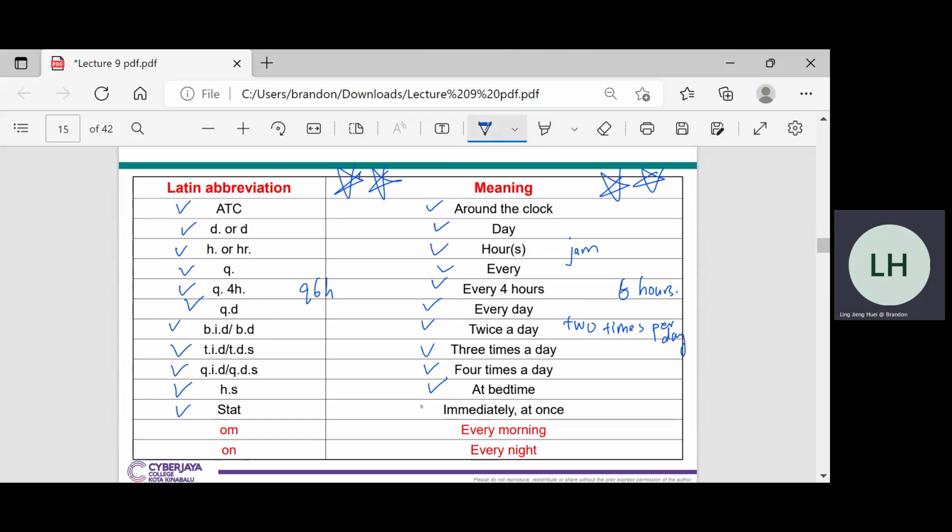STAT means immediately, at once. Serta merta. Okay, serta merta. So, when do we use stat? Bilakah doktor akan bagi ubat dalam bentuk stat?